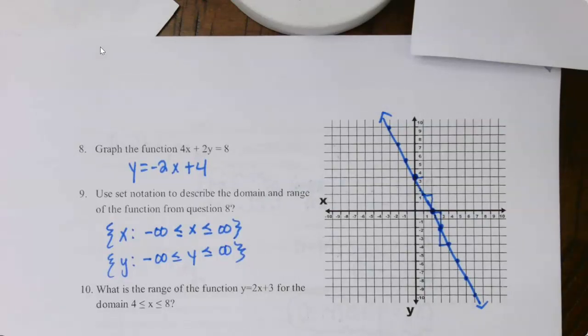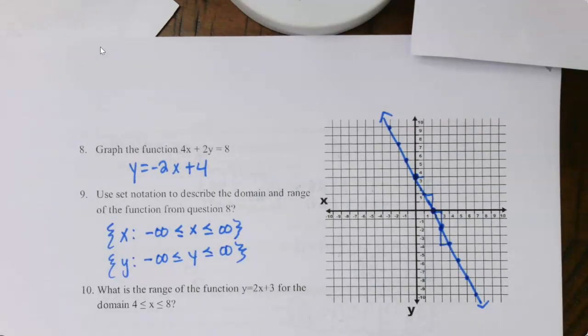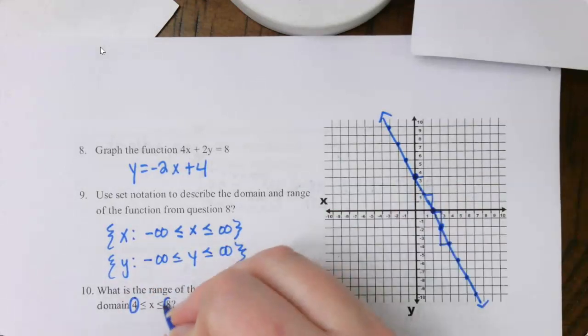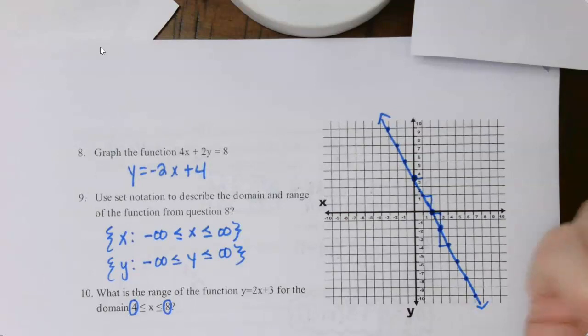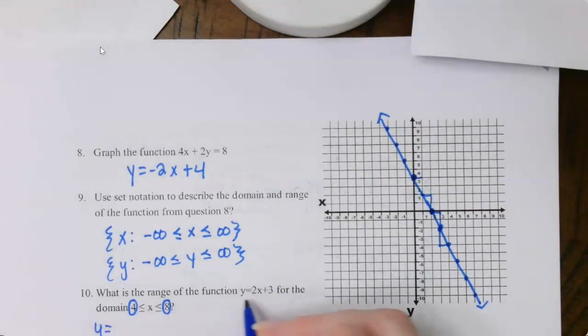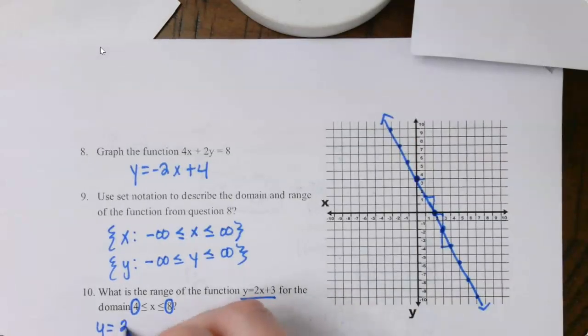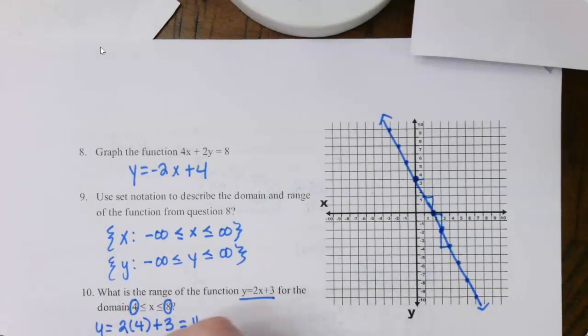Number 10 says, what is the range of the function y equals 2x plus 3 for the domain x is between 4 and 8? Well, all you have to do, we're going to plug in a 4 and an 8 for x and see what that gives us. If we plug in a 4 for x, that's going to be 2 times 4 plus 3. That's going to give you 11. If we plug in an 8, y equals 2 times 8 plus 3, that's going to give us 19.